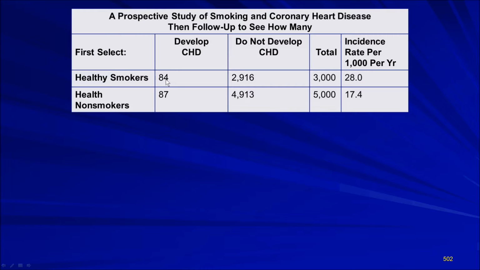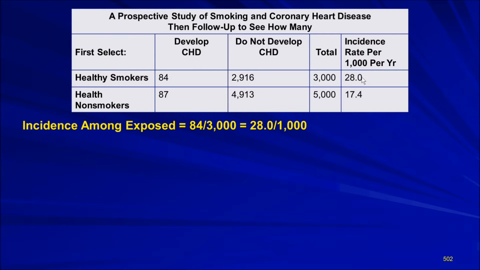So we have a group of healthy smokers and healthy non-smokers, and those that developed coronary heart disease was 84 over 3,000, which was 28. So the absolute risk is 28 per thousand for healthy smokers. The absolute risk for healthy non-smokers is 87 divided by 5,000, which is 17.4 per 1,000. Now I want to show you how I did the calculations.